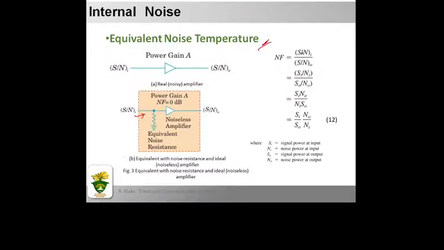So we have the noise figure as a recap. Noise figure is equal to signal to noise at the input over the signal to noise at the output. Rearranging them, we have SI over SO times NO over NI, where SI is the signal power at the input and NI is the noise power at the input, then SO is the signal power at the output, and NO is the noise power at the output.